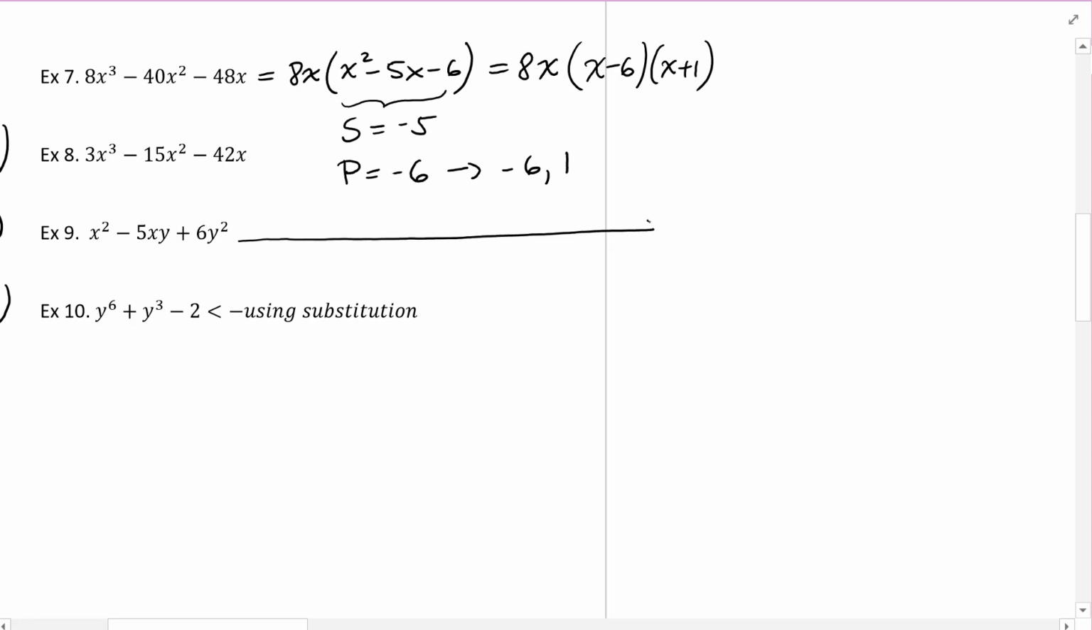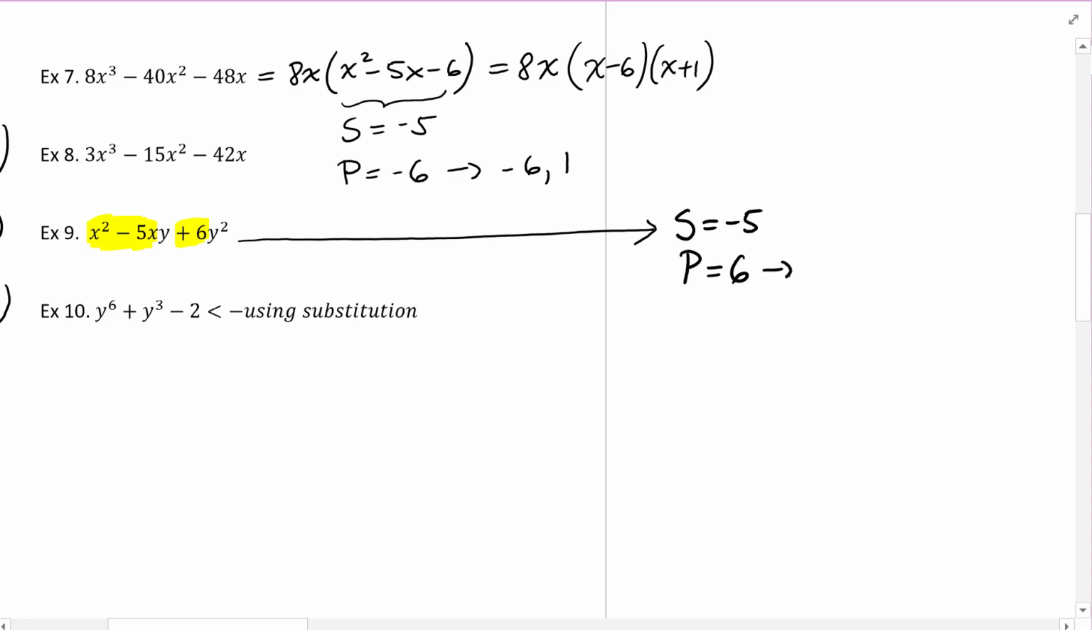In problem 9, we notice that we don't have only x, we have y's as well. So I'm going to underline or highlight just the x part. I'm looking for two numbers that have the sum -5 and product 6. So I ignore the y for a little bit.